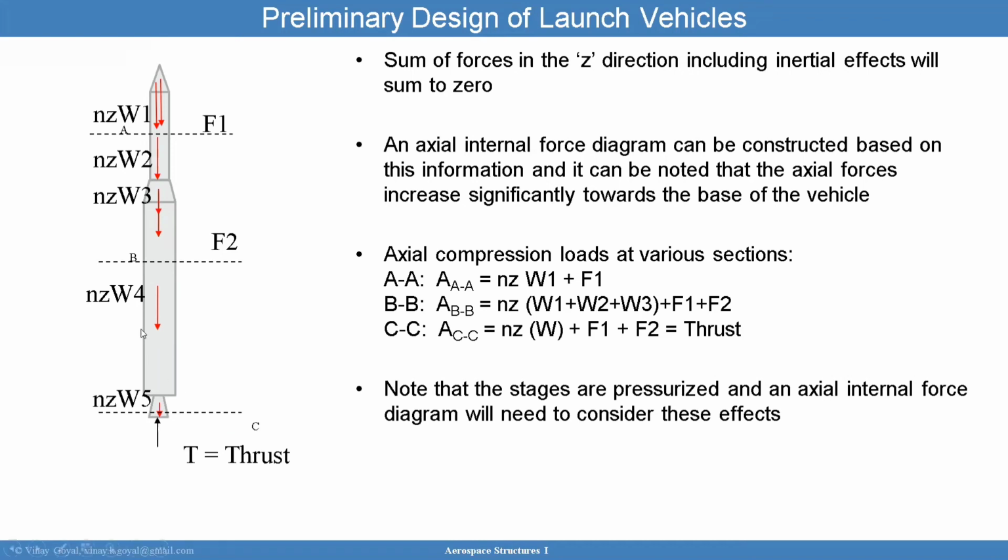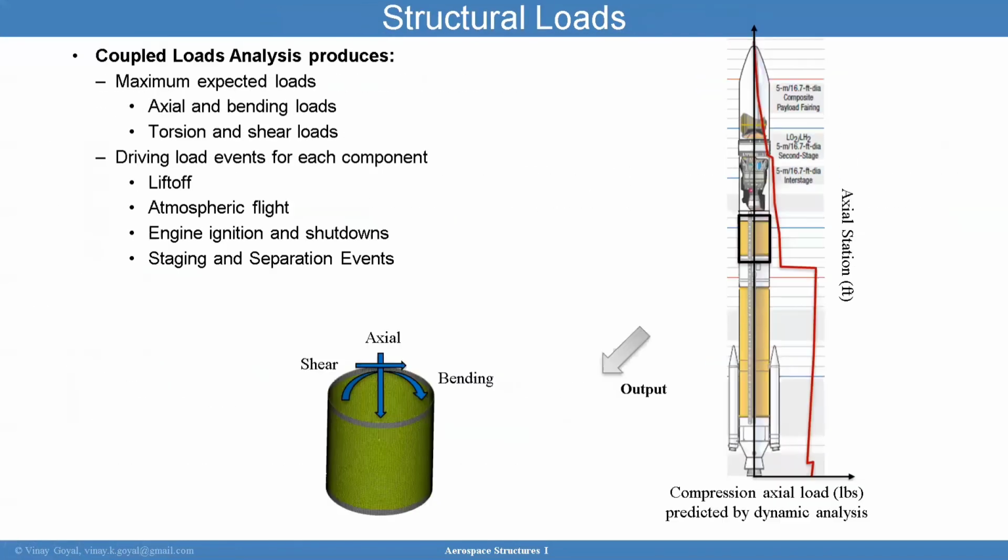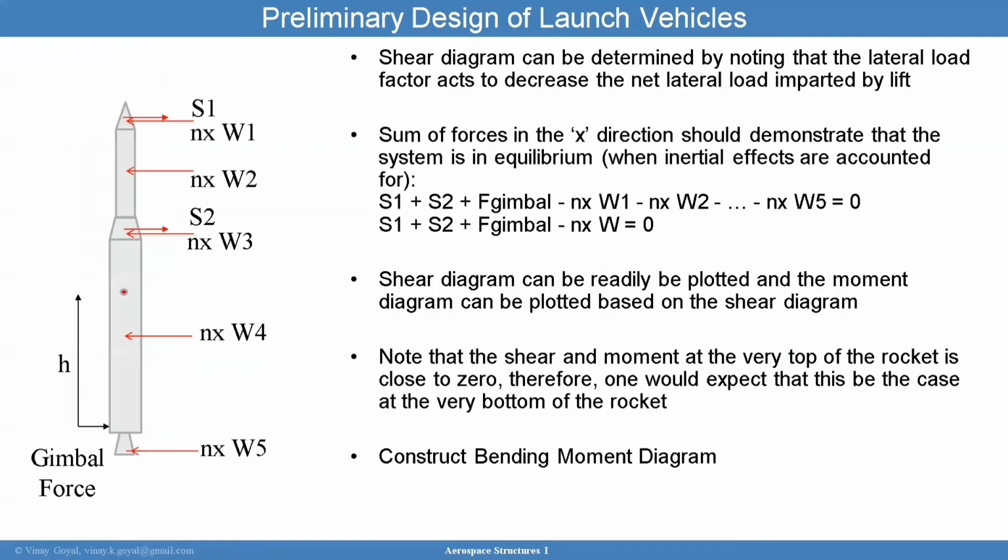You can also sum forces in the z direction, including the inertial effects, that have to sum up to 0. And you can check that. An axial internal force diagram can now be constructed based on this information, and it can be noted that the axial forces increase significantly towards the base of the vehicle. If I do a cut here, you have the weight of all this times Nz, and then you have F1 and F2 pressing against that. That's what we saw earlier on, that this is the axial load in compression. You can see how it's increasing as I go downwards along the vehicle. So it does make sense.